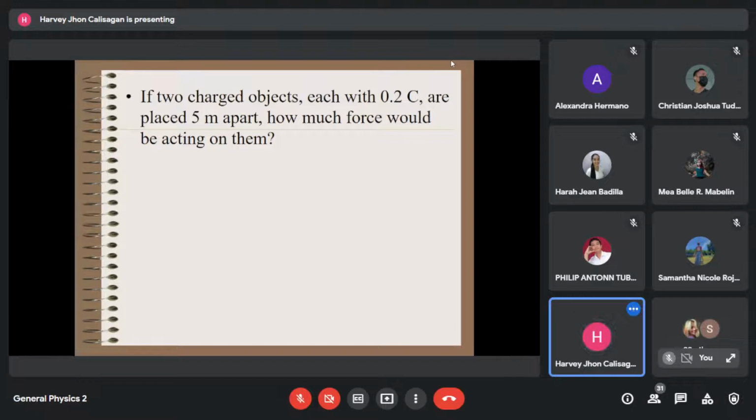You try to answer this one before I present you mine. Using Coulomb's law, again, the formula is F equals k, the Coulomb constant. The Coulomb constant, class, is 9 times 10 to the power of 9 newton meter squared per coulomb squared. If you know the formula already, you can now substitute the given values into the formula. Just try to solve this one and then let's compare our answers.